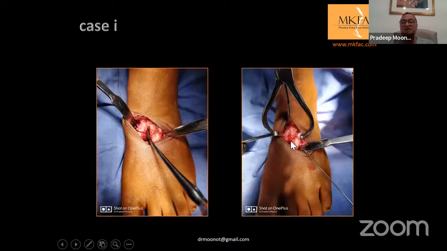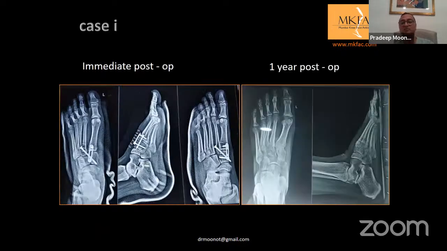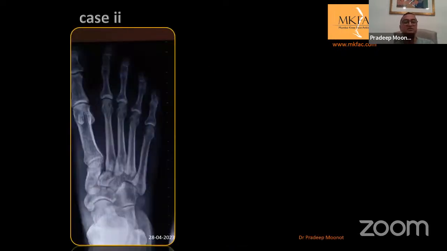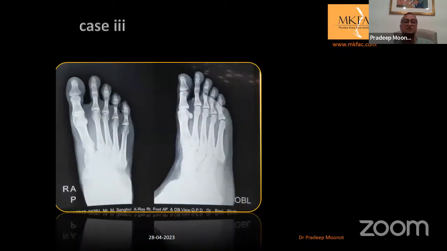That's a reduction. Hairline, that's an anatomical reduction fixed with a Lisfranc screw and a plate. Another patient, again with a Lisfranc screw and one neutralizing plate.